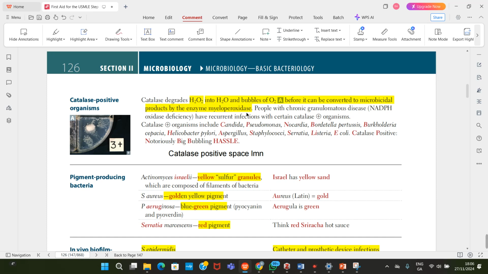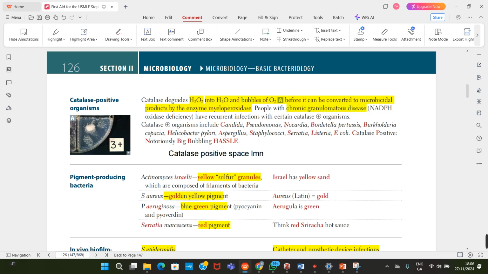But we have some bacteria that have the ability to produce their own catalase. So that means that if they are catalase positive, they can easily split the hydrogen peroxide into water and oxygen. So there's no way the neutrophils can convert hydrogen peroxide to hypochlorite to kill those bacteria. So the bacteria will just be thriving and causing a lot of infection, and that's what you call chronic granulomatous disease. That's just a summary of the pathophysiology.